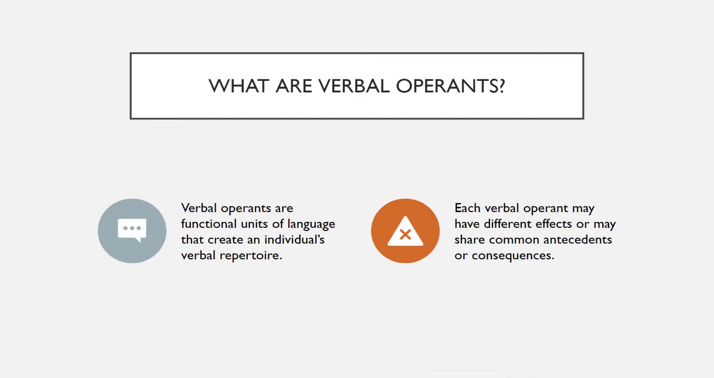Verbal operants are the unit of analysis in verbal behavior, where you have a motivating operation to receive a response and consequence emitted by someone else. Each verbal operant may cause different effects or share common antecedents or consequences. The next slide will go over all 6 types of verbal operants.